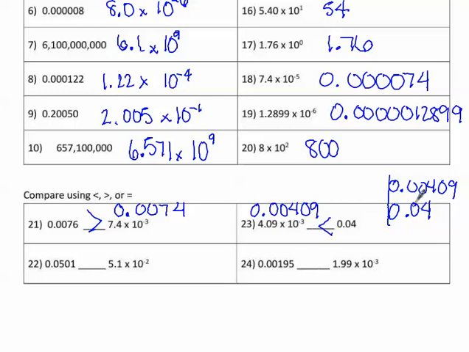These are both zeros, so move to the next number. These are both zeros, move to the next number. Now you're comparing a 0 and a 4. 4 is larger, so this is going to be the larger decimal. Pause the video and try 22 and 24. Check your answers with the ones below.